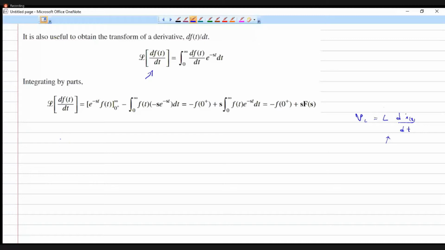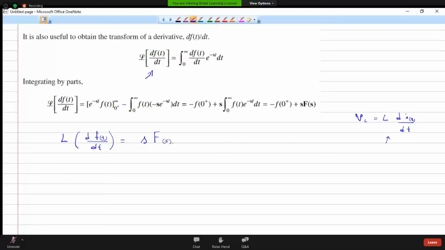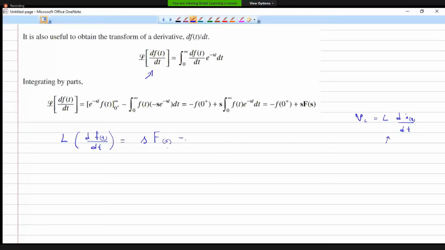The Laplacian transform for such a function, that is the Laplace transform of the derivative of the function in the time domain, d by dt of f of t, is equal to s into F of s minus the initial condition, which is represented by f of 0 plus. This plus indicates that we are interested only in the positive time region. We are not interested in the past events, that is t less than 0. So f of 0 is otherwise called the initial condition.